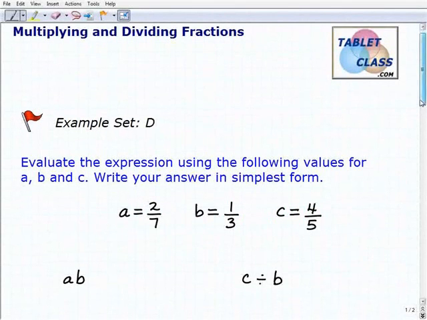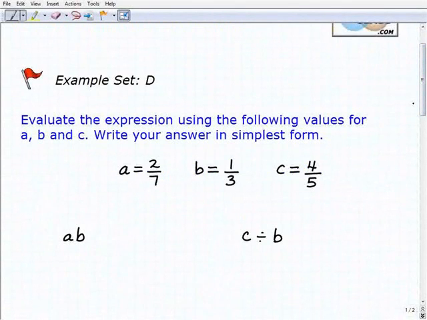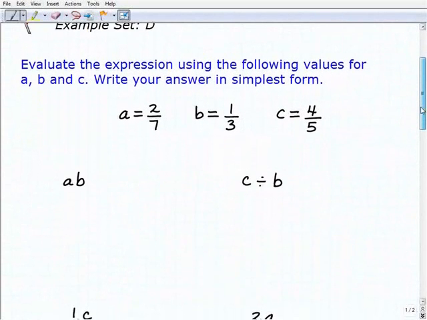And what we have here is an exercise we're going to be evaluating. Evaluating is when we're going to be plugging in values for variables into particular expressions and then simplifying those expressions. Okay, so if you weren't quite familiar with that terminology, that's all that means. So we want to evaluate the expression using the following values for A, B, and C. And then of course, if our answers are in fractional form, which most of them are going to be, we want to make sure they're written in simplest form or they're fully reduced. Okay, so let's go ahead and see how this works.